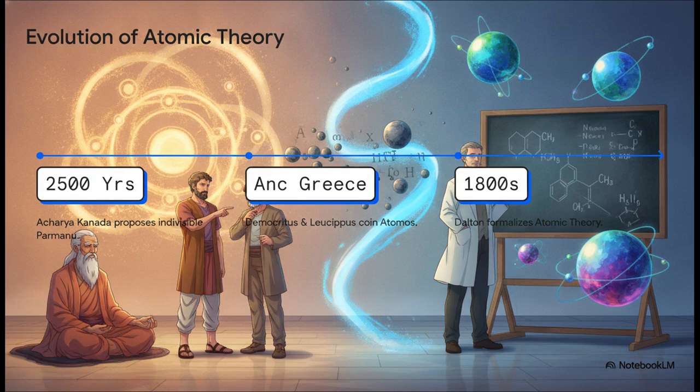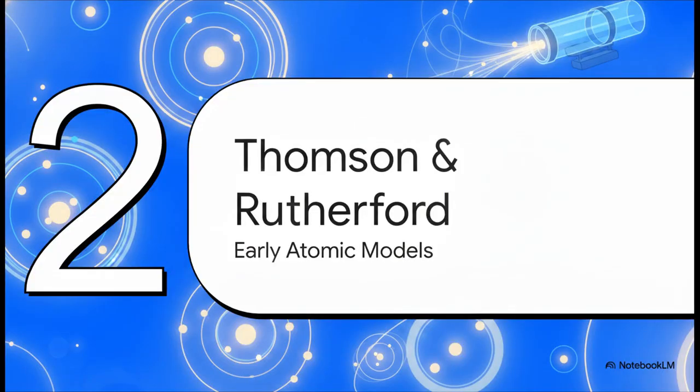Fast forward a bit to the 1800s, and John Dalton formalizes this into his atomic theory, stating that all matter is indeed built from atoms. Now, for a long time, Dalton's idea of a solid, unbreakable atom was the absolute truth. But, as we'll see, science is always evolving. Moving on to Section 2, Thomson and Rutherford models.